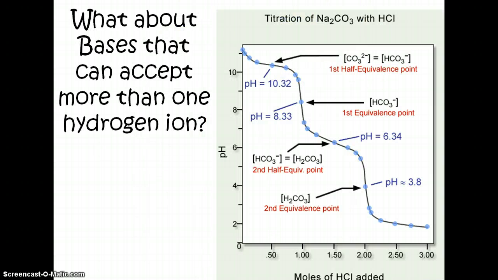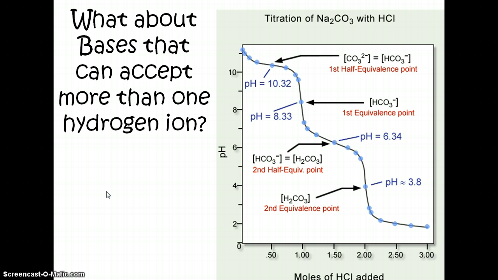Now, if you wanted to talk about a base that could accept more than one hydrogen ion, such as Na2CO3, so when you're looking at that, you're basically talking about the CO3 2 minus, okay, so he can accept 2 hydrogen ions. And you see here, you have a first equivalence and then a second equivalence because you basically have 2 titration curves together just in the opposite manner.